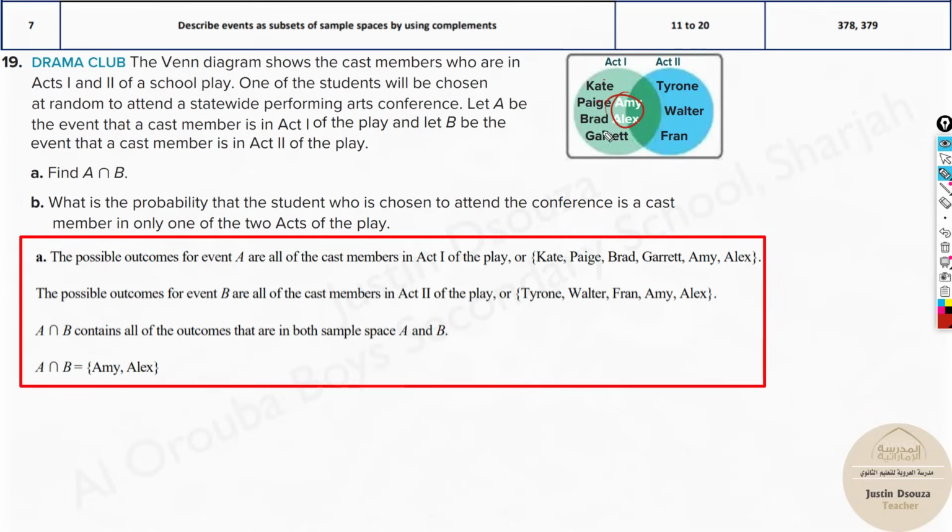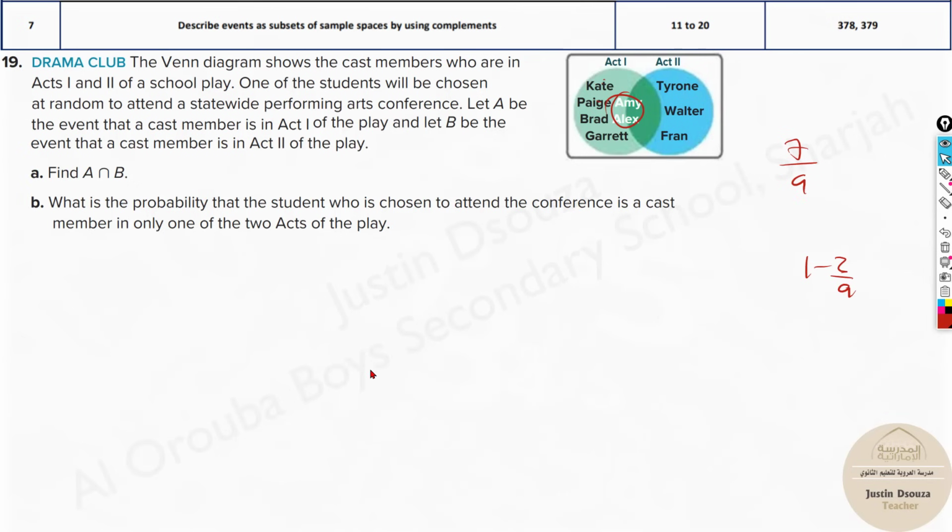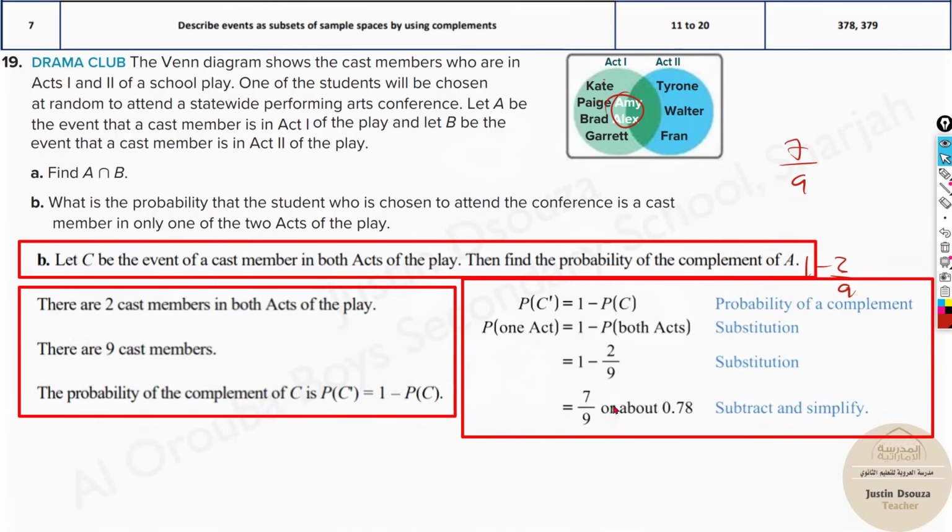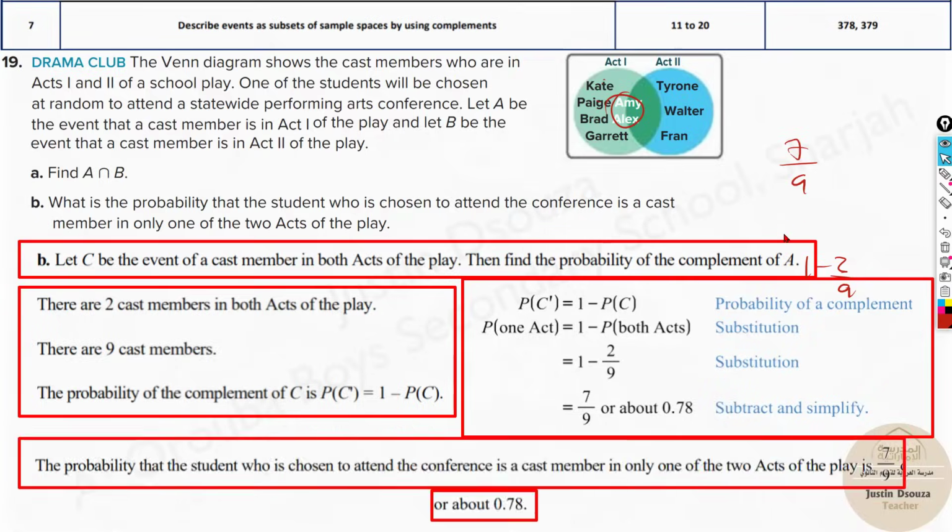So you can just count these numbers. It's 7 by total number, which is 9. So that's the answer. Or you can do one more thing. We know Amy and Alex are in both. So 1 minus 2 by 9 would be the answer. That would be 7 by 9. Both are the same answers. You can see the answer over here. It's 7 by 9. 7 are only in one single act divided by the total number.